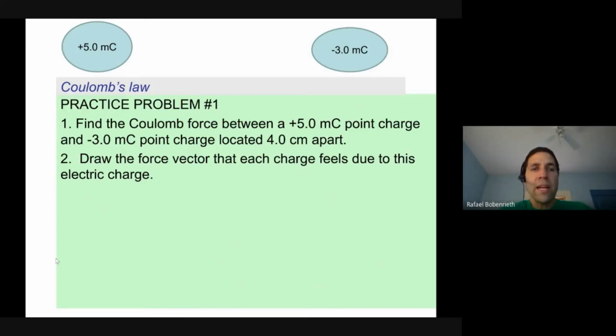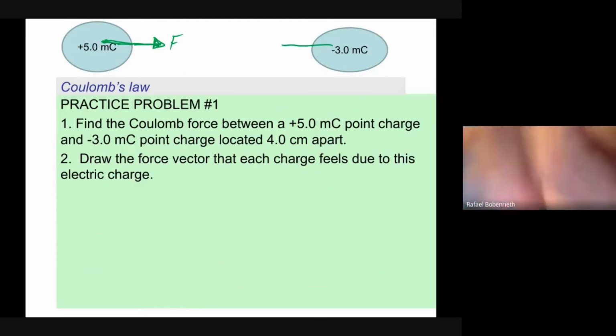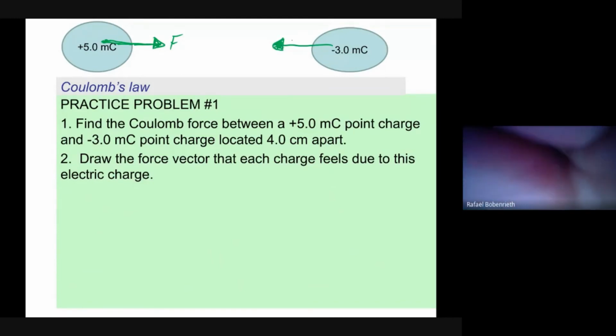The force vector, let's say I have positive charge on the left, negative charge on the right. So what's going to happen? These are going to attract, right? So on this one, I can show a force here, and I'm going to show a force here. Now, question, how big should I make these force vectors? Should one be bigger than the other?